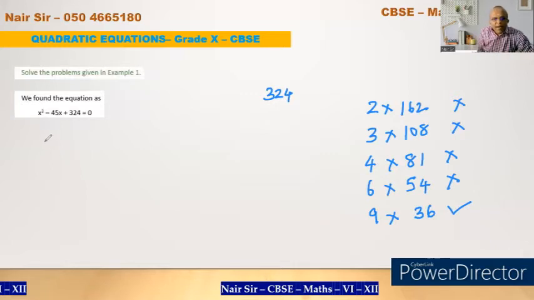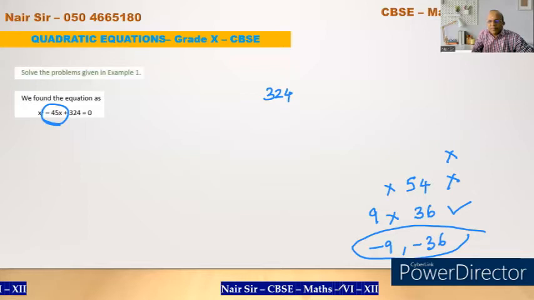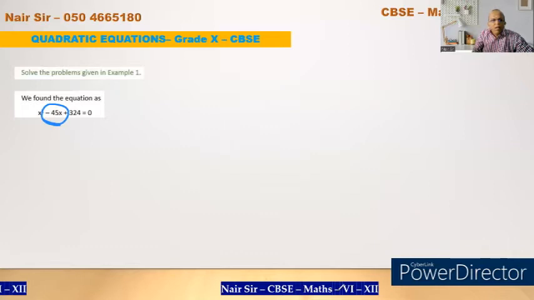Now I need to look at the sign. This is for minus 45x, so it will be minus 9 and minus 36. I'm getting my numbers. And let's rub this off. Now x square minus 9x minus 36x plus 324 is equal to 0.